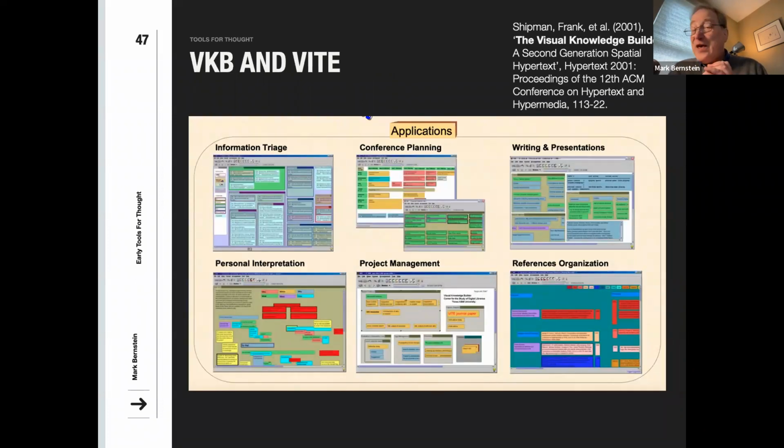Shipman's later VKB, the Visual Knowledge Builder, extends Wiki. One of its fascinating features is it persisted its entire undo stack forever. So you could undo and redo or just rewind the entire history of a collaborative document.